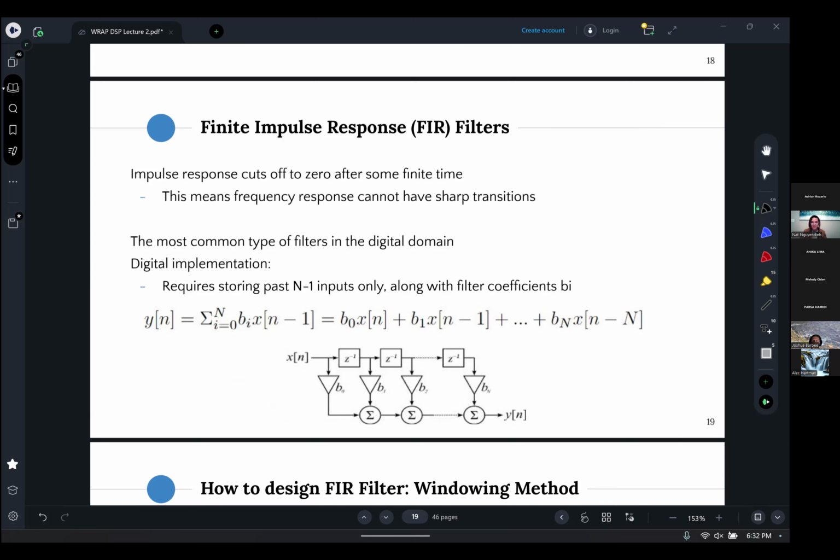So the output of the filter at the nth time slot is going to be the current input multiplied by this coefficient, and then the previous input, n minus one, multiplied by this coefficient, and then you keep going until you reach the last one multiplied by the last coefficient, and that's going to be represented here. This z to the negative one block, just think of this as like a delay block. Or sorry, not delay, but like a going-back-one-sample block.